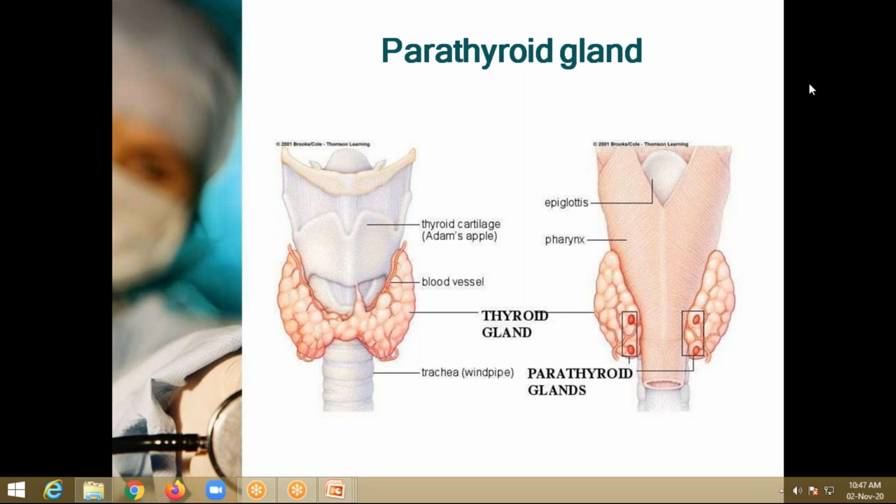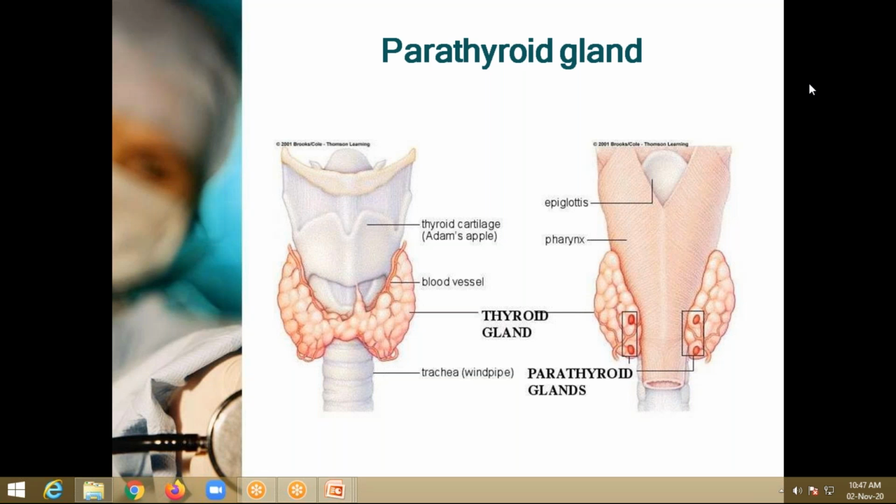Okay, coming to the position and number. The number of parathyroid glands varies between 2 to 6, the most common being 4. In terms of position, the superior parathyroid is posterior to the recurrent laryngeal nerve, whereas the inferior parathyroid is anterior to the recurrent laryngeal nerve. Remember this: superior is posterior and inferior is anterior.